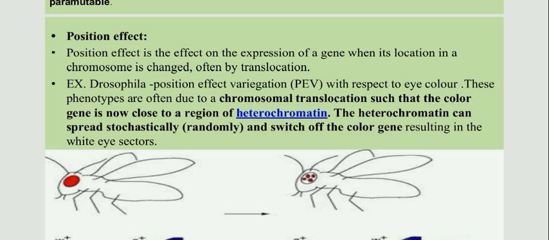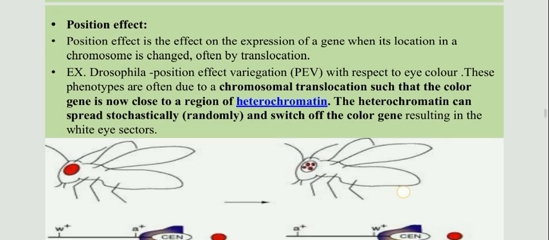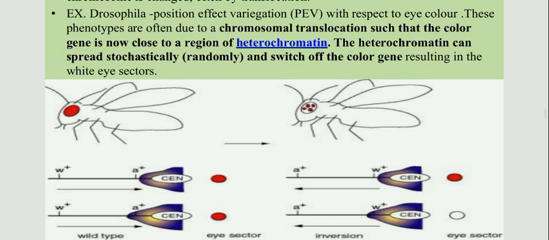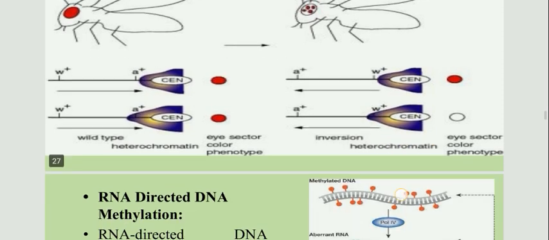These phenotypes are often due to a chromosomal translocation such that the color gene is now close to a region of heterochromatin. The heterochromatin can spread stochastically, randomly, and switch off the color gene, resulting in a white-eyed insect.